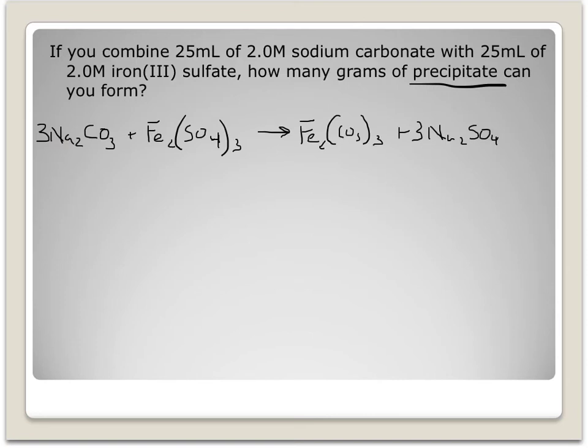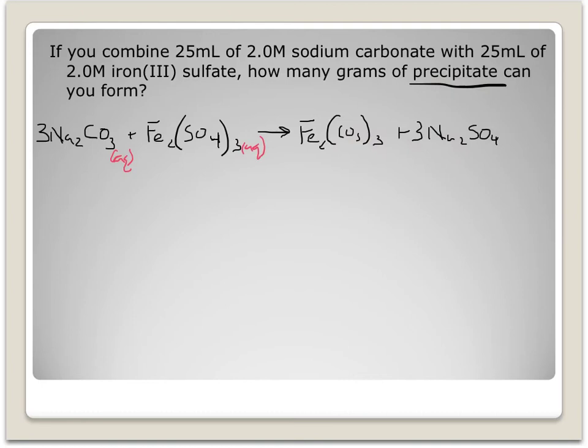When we label phases, the reactants are always aqueous. They should always be aqueous. We can't combine them if they're solids. They won't double displace if they're not aqueous. So both of those should be soluble. Over on the product side, that's where we've got to figure out who the precipitate is, if there's a precipitate formed at all. And in this case, there is.